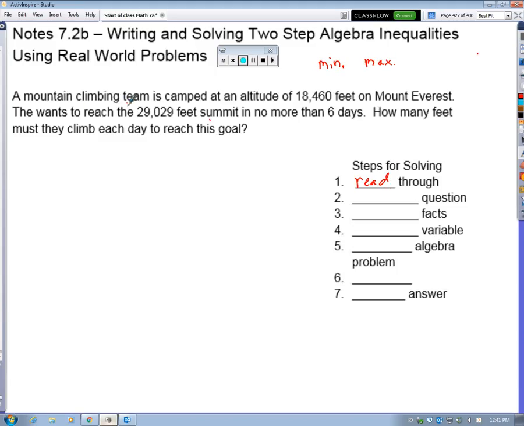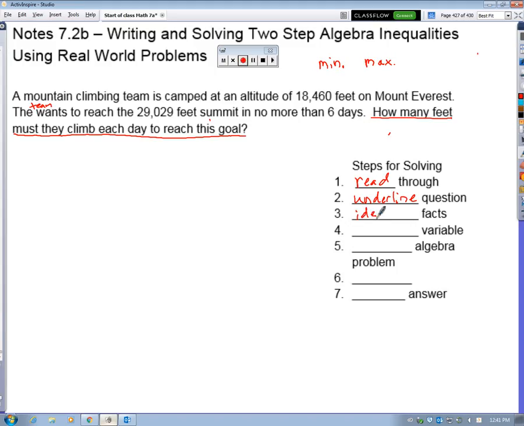A mountain climbing team is camped at an altitude of 18,460 feet on Mount Everest. Okay, so get that picture in your mind. The picture helps out. The team wants to reach the 29,029 feet summit in no more than 6 days. How many feet must they climb each day to reach this goal? Okay, now we need to underline the question. Alright, we want to find out how many feet they must climb each day. So they got 6 days to do it. How many feet they're going to climb each day to get to the top of the mountain.